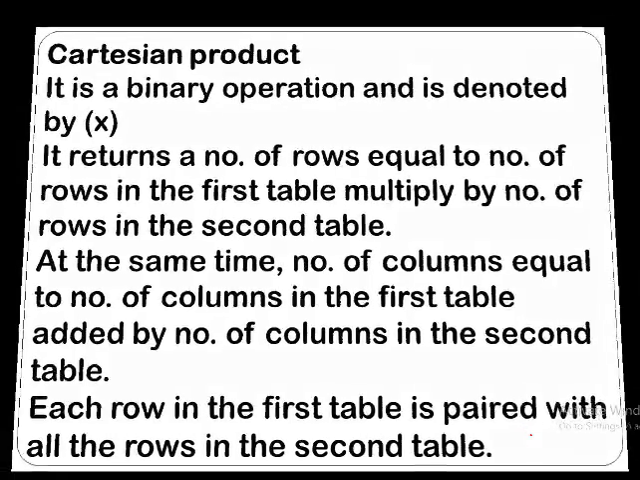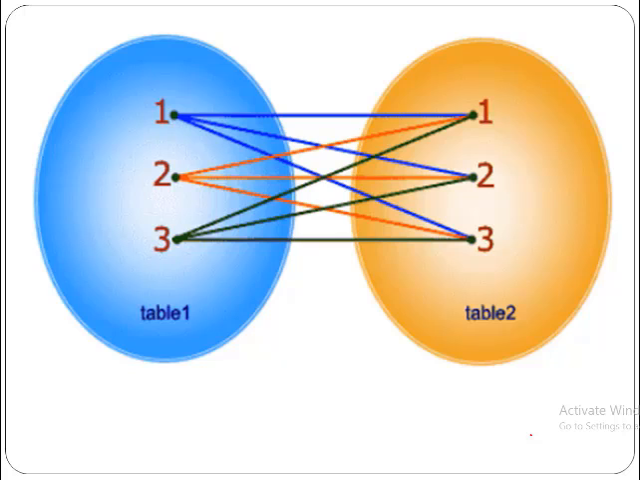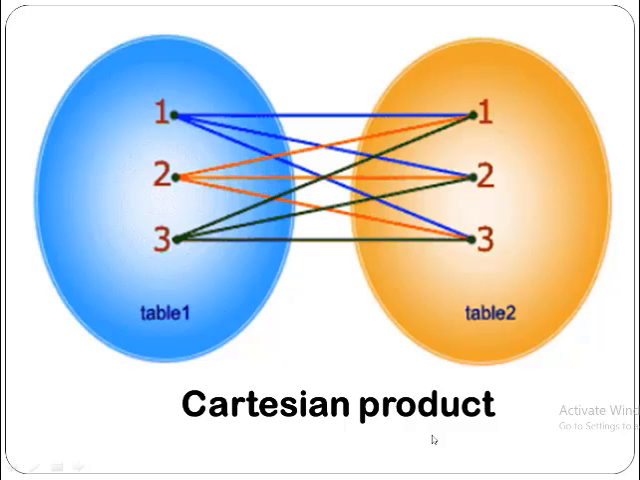So this can be displayed with the help of a diagram. See, if table 1 has 3 records, record 1, record 2 and record 3. So record 1 of table 1 will make a record with record 1 and record 2 and record 3 of the table 2. Similarly, record 2 of table 1 will make records with table 2. So this is Cartesian product.